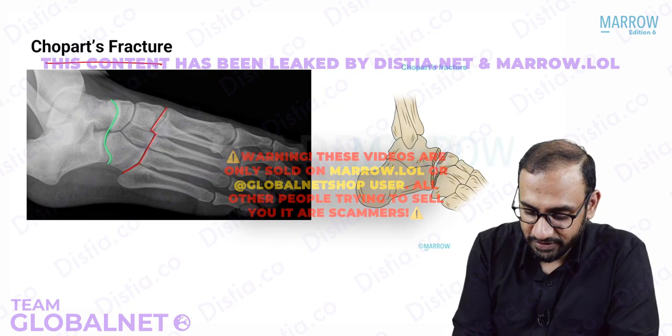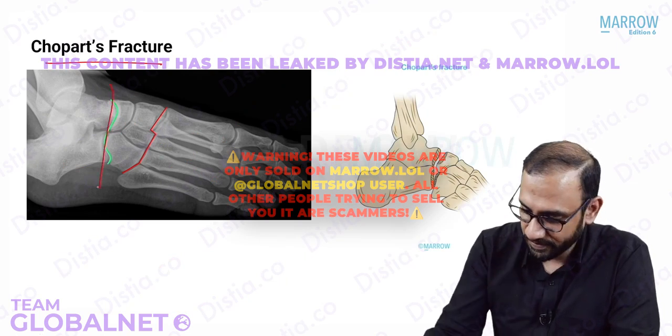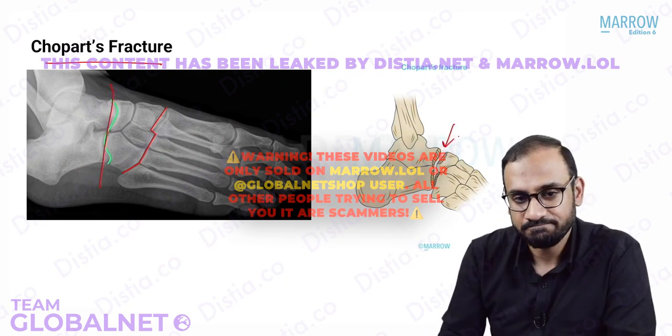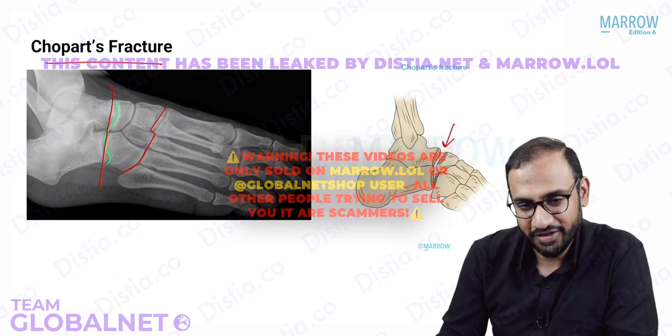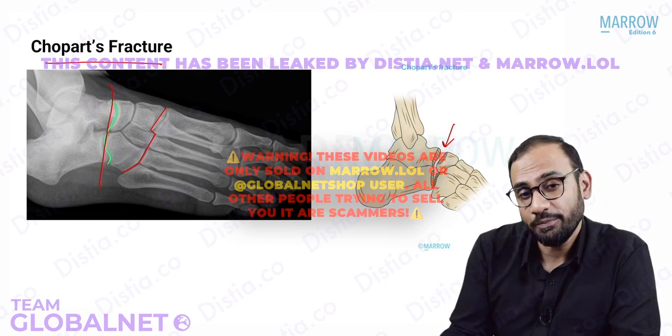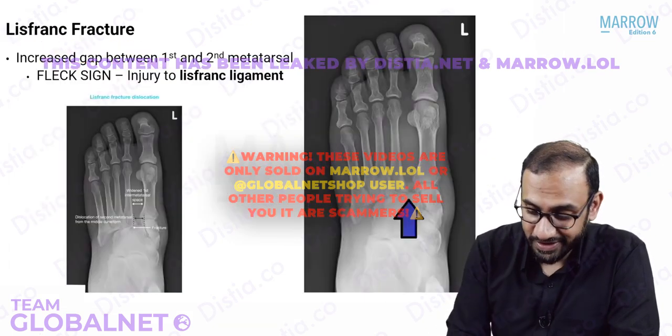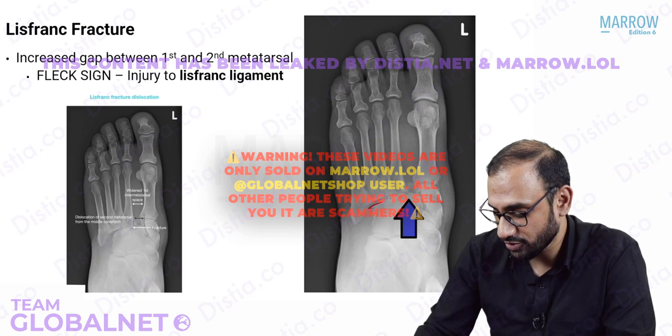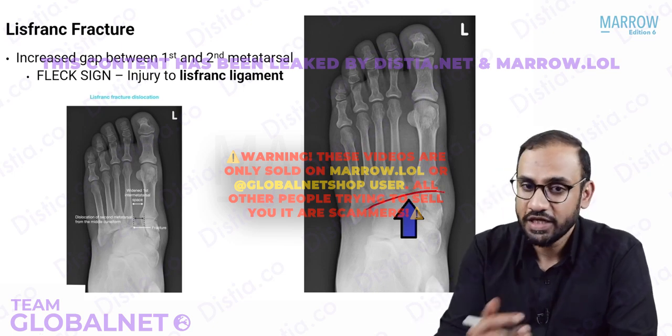So Chopard's fracture is done here, intertarsal location, right? Chopard's fracture is the fracture of the intertarsal joint. Or if you do an amputation, Chopard's amputation. What is Lisfranc's? Tarsometatarsal fracture. Fracture occurs in the tarsometatarsal region. If you do an amputation there, Lisfranc's amputation.